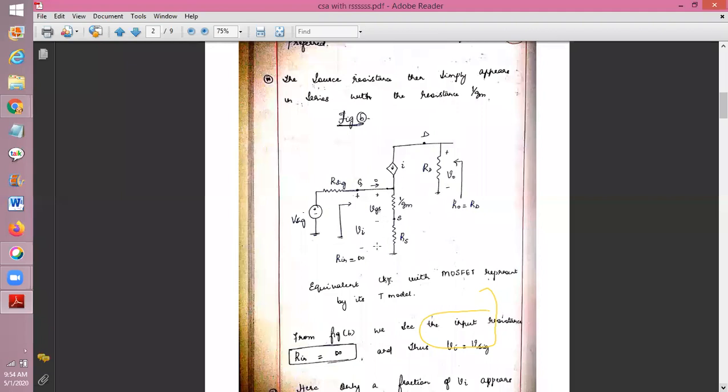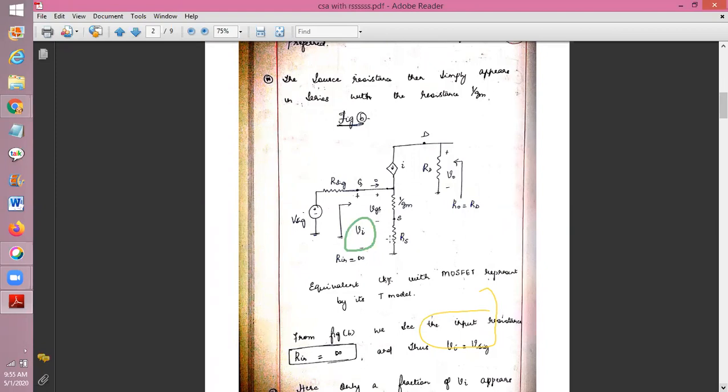Current is equal to voltage divided by total resistance. So what is the voltage from gate with respect to ground? Santosh, gate with respect to ground. Chaitanya Reddy, what is the total voltage from gate with respect to ground? It is Vi.